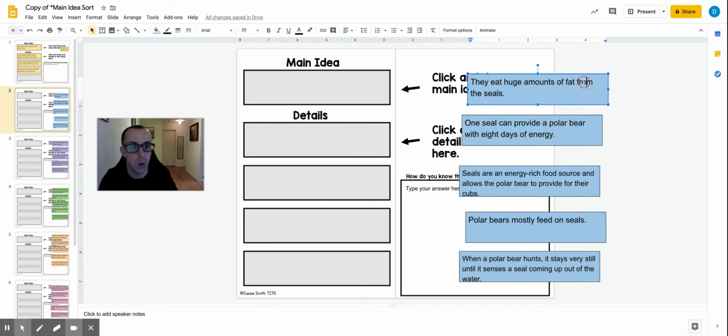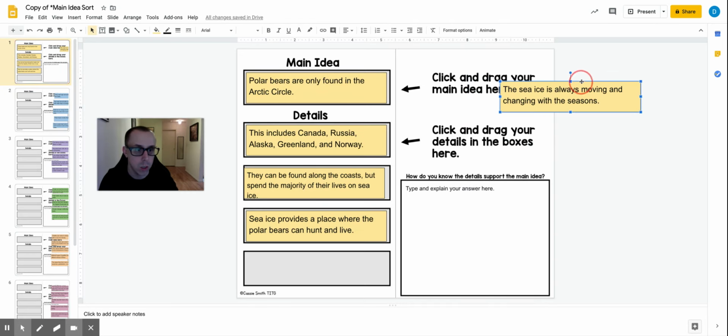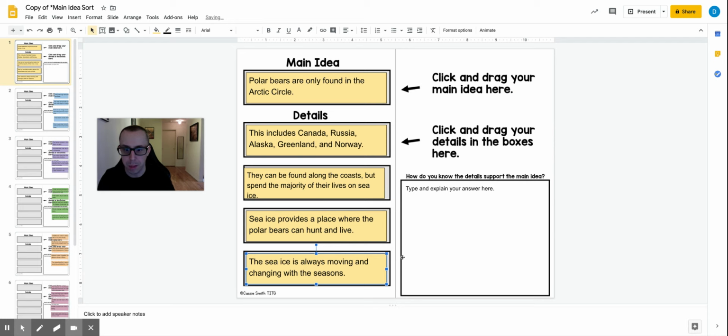And the sea ice is always moving and changing along with the seasons. That's sort of the wrap up of this paragraph. Okay, so again, this is all talking about the fact that polar bears are only found in the Arctic Circle. These are the countries in the Arctic Circle. It's talking about where polar bears can be found, why they spend their time on the sea ice, what this sea ice provides for the polar bears, and sort of a wrap up. The sea ice is always moving and changing with the seasons.